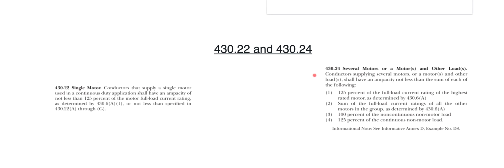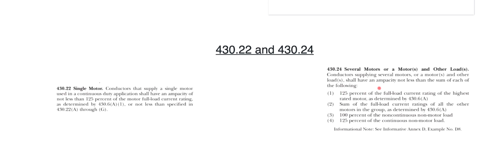Conductors supplying several motors, or a motor or motors and other loads, shall have an ampacity not less than the sum of each of the following. So the sum of each of the following, that means you're going to have more than one motor. The first one is 125% of the full load current rating of the highest rated motor as determined by 430.6(A). So guys, the FLC determines this, not the horsepower, the FLC. So we're working off a full load current, which means we can go back and look in our code book and find that number.